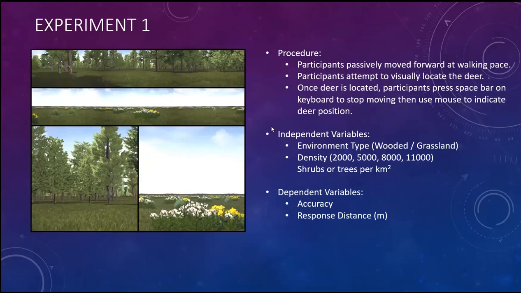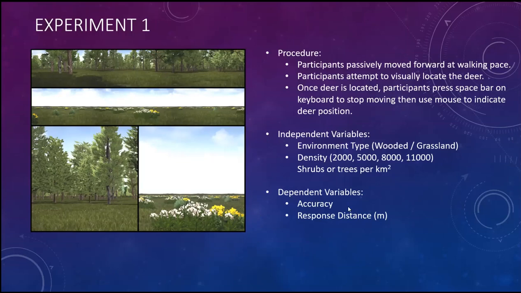Now I'll tell you what we're varying in the environment. For this first experiment, we just wanted to see whether this methodology makes sense at all. We had 2 different types of environments, wooded and grassland, which you can see examples of on the left, which varied the density of the objects, either 2,000, 5,000, 8,000, or 11,000 shrubs or trees per square kilometer. So you can make the environment as big as you want. And what we're measuring is the accuracy of participants' responses.